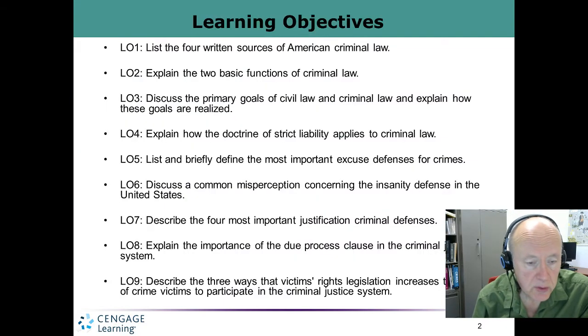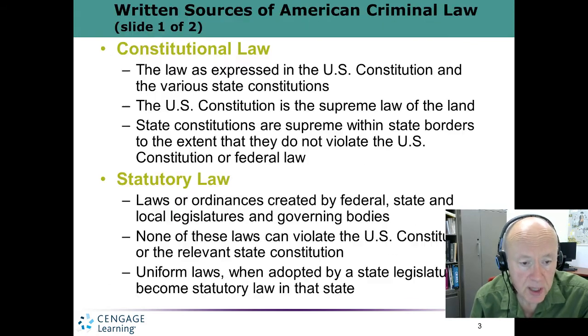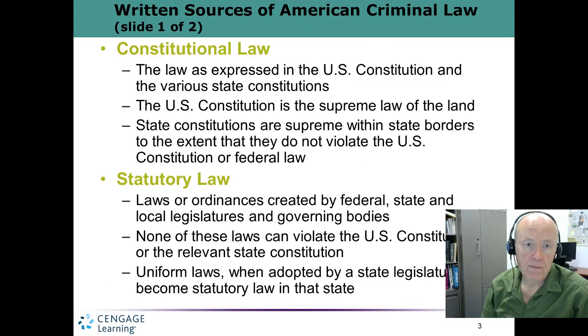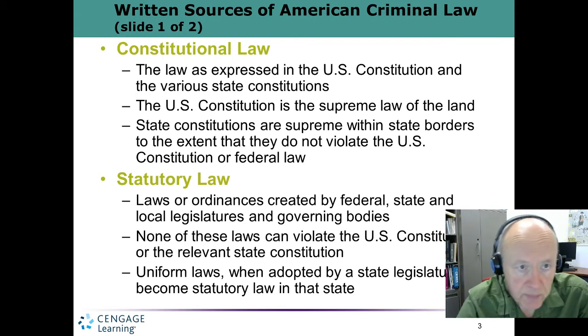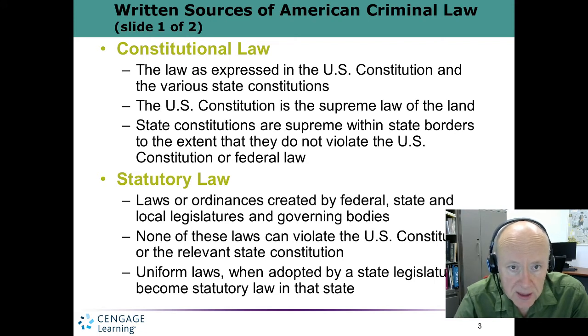You can take a look at those learning objectives overall. This is going to give you an idea of what we're trying to accomplish here in this chapter. But let's talk first about sources of American law. We're going to focus first on the written sources of American law. And at the highest level, this is constitutional law.